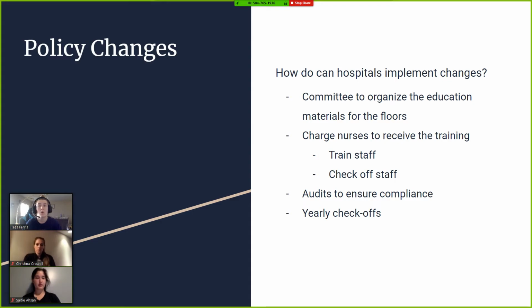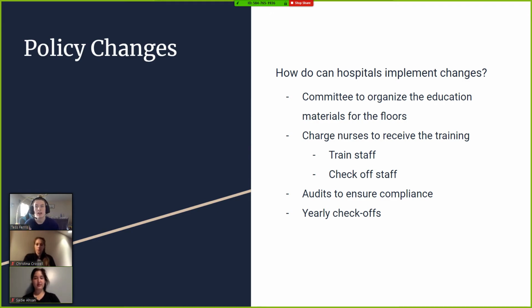So first, we are going to want to start an organization committee at the facility. We're going to want that committee to gather the educational material for the floors, and then that committee will distribute the information to the floors. The charge nurse will receive it first, and then that charge nurse will take that material, receive the training on the VAT bundle, and then go individually to their staff and teach them, because personally for me, I feel like I don't learn anything from the educational modules on the computer that we're required to do.